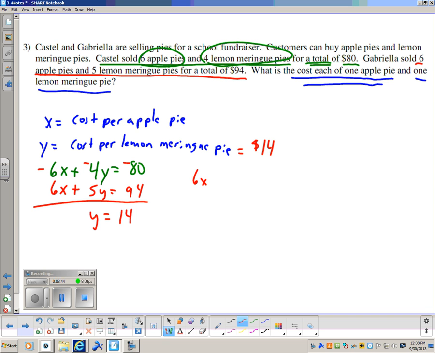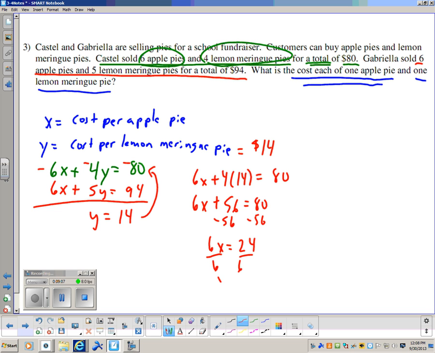So I'm going to go 6x. I'm going to plug this back into the first equation. Plus 4 times 14 equals 80. Just solving this. 4 times 14 there ends up giving us 56. Subtracting 56, we get 6x equals 24. Divide by 6, and x is 4. So apple pies there are $4, and the lemon meringue there are $14 each.